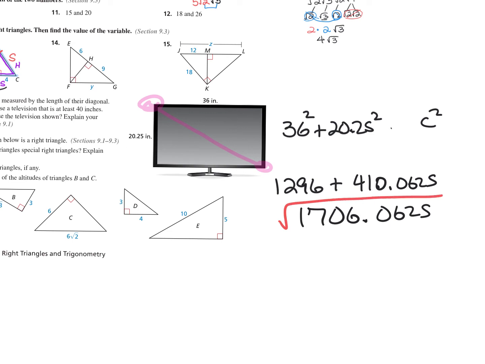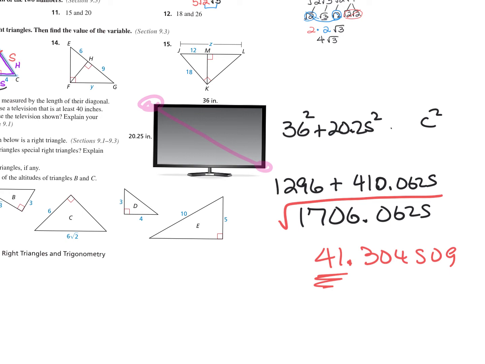Once I square root that, I get 41.304509. Because I can see that this number is bigger than 40, yes, I would want to buy this TV because it is bigger than a 40-inch TV. So you were basically looking to see if, after you squared the length and the width, it gave you a number that was going to be bigger than 40 inches.